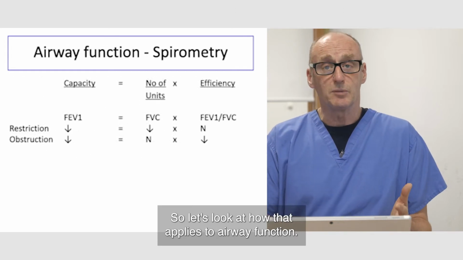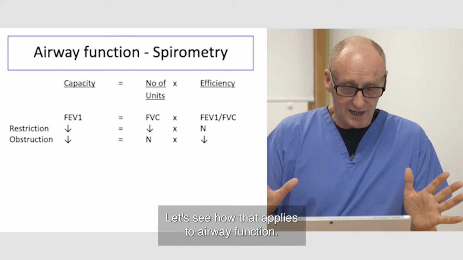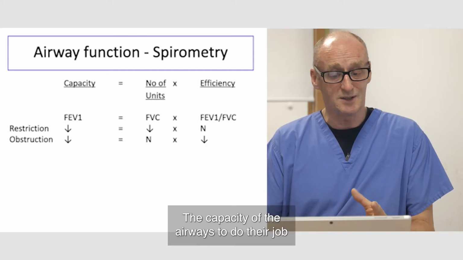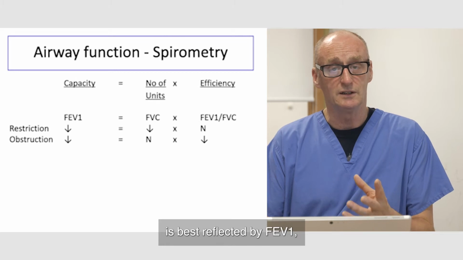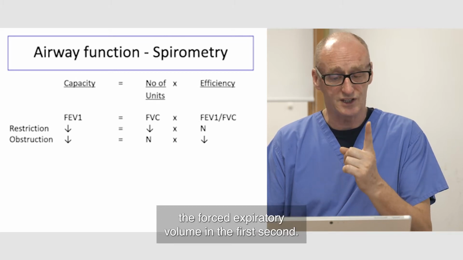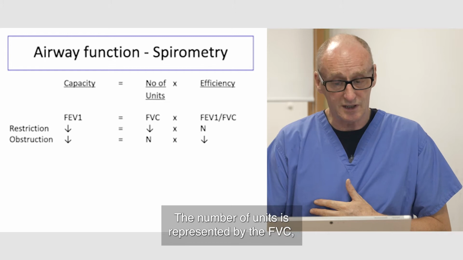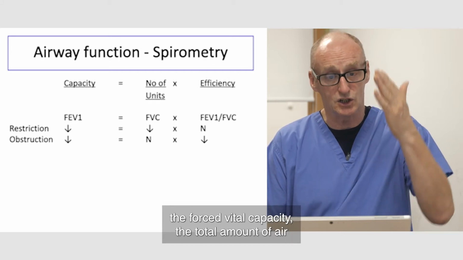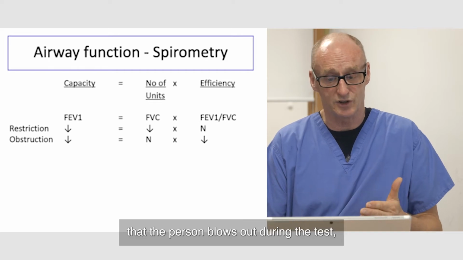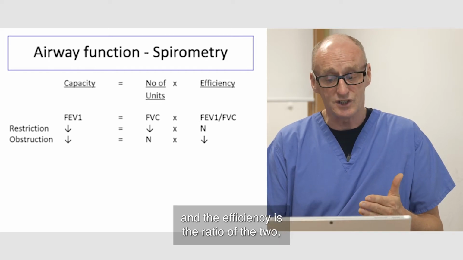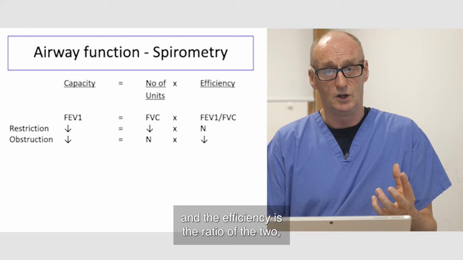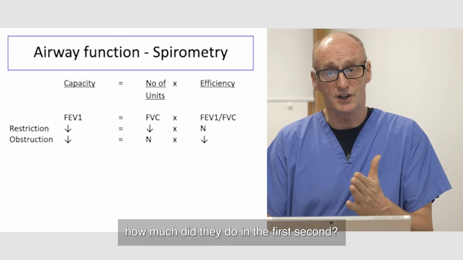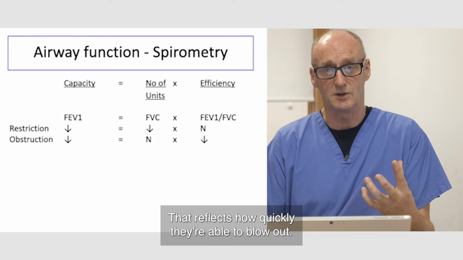So let's see how that applies to airway function. The capacity of the airways to do their job is best reflected by FEV1, the forced expiratory volume in the first second. The number of units is represented by the FVC, the forced vital capacity, the total amount of air that the person blows out during the test, and the efficiency is the ratio of the two, which is of all the air the person blows out, how much did they do in the first second? That reflects how quickly they're able to blow out.